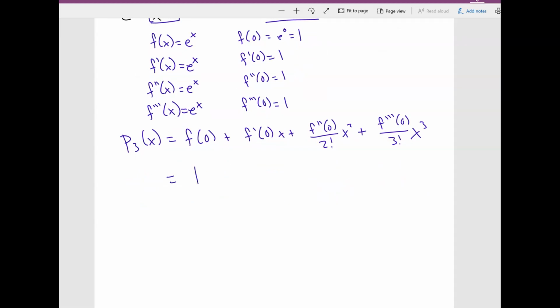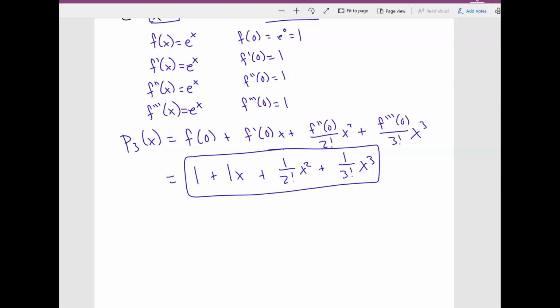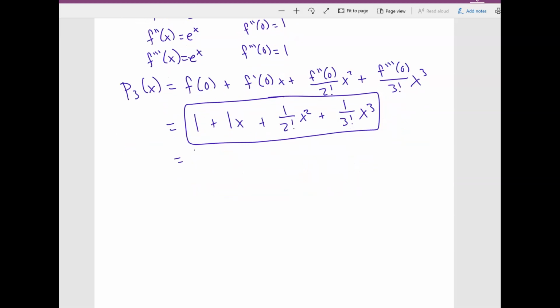F of 0 is just equal to 1. This is just 1 times x, and you have 1 over 2 factorial x squared. And then you have 1 over 3 factorial x cubed. You can just leave it like this. You don't necessarily have to expand it, but if you do want to, it'll just be 1 plus x plus x squared over 2 plus x cubed over 6. So this is going to be the third degree polynomial that best approximates e to the x.